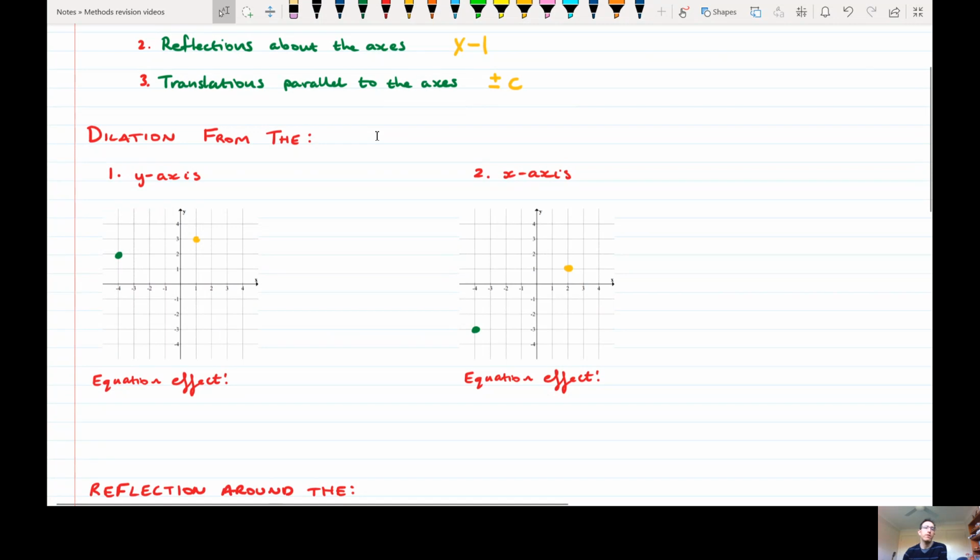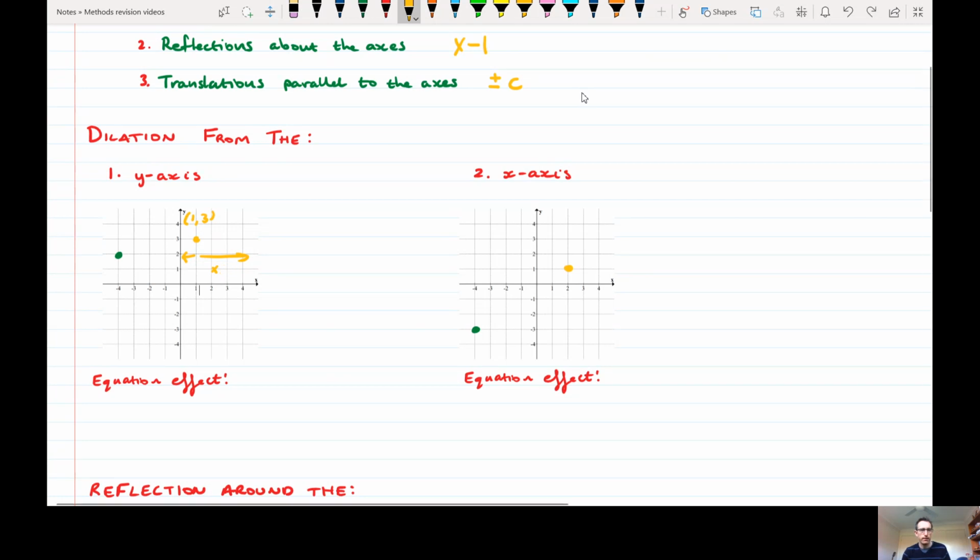Now, dilations from the Y-axis, what it means is you take a coordinate like the one I have here, which is at the point 1, 3, and I stretch it out or I push it in. Now, when it says from the Y-axis, it doesn't mean it can't go towards it. We're just talking about what happens if I multiply it by a number bigger than 1. So if I multiply by something bigger than 1, it stretches it out. If it's between 0 and 1, it'll squish it in.